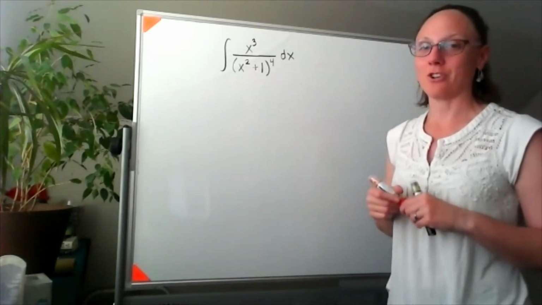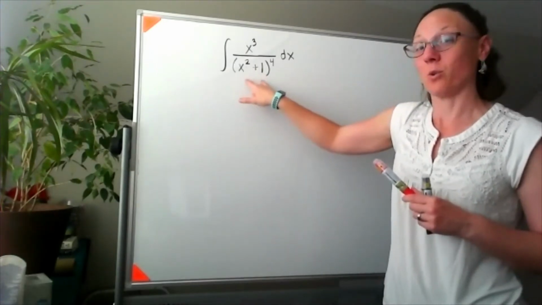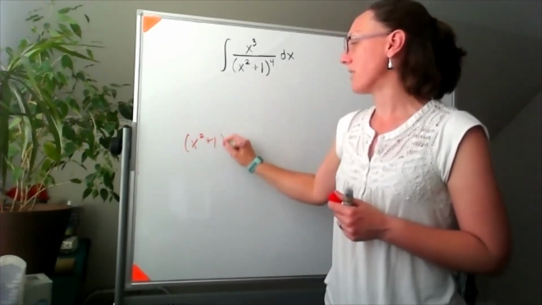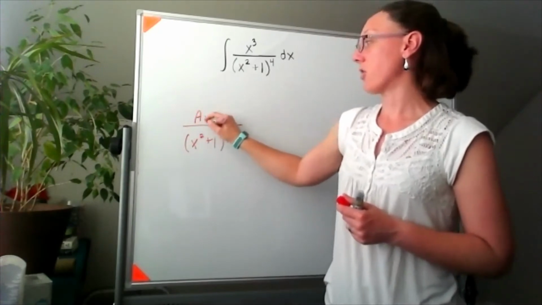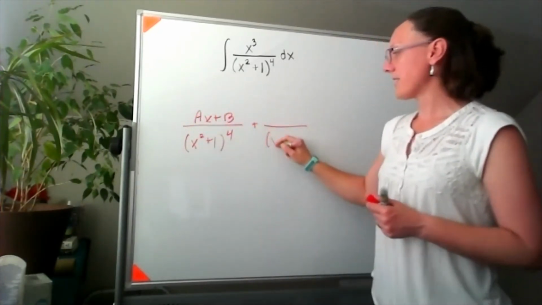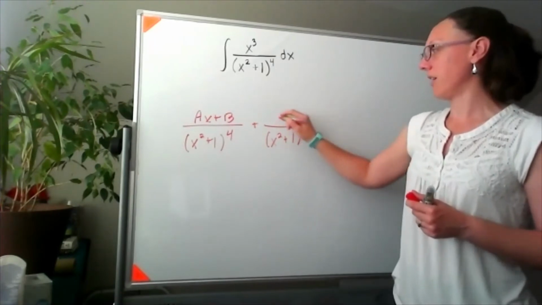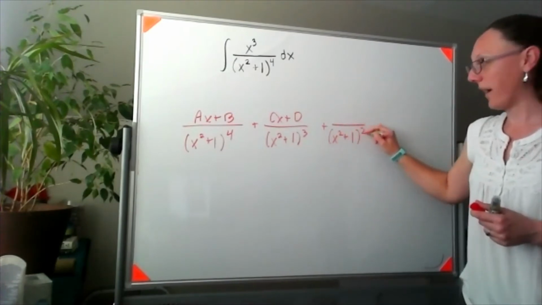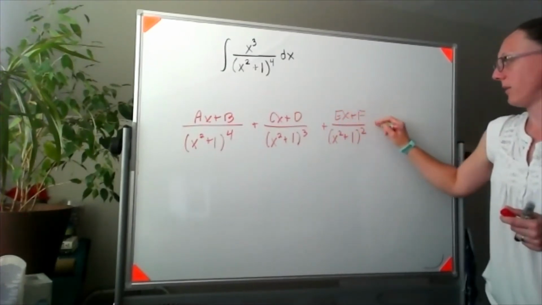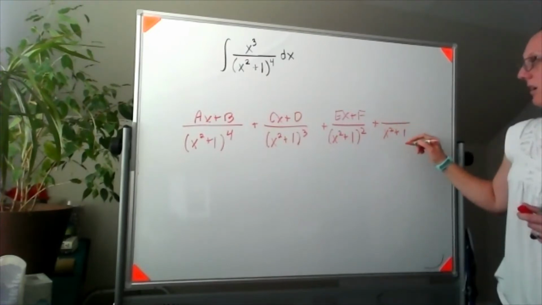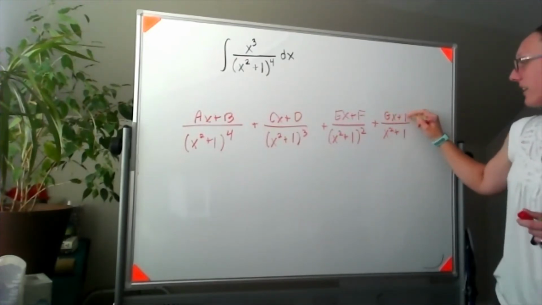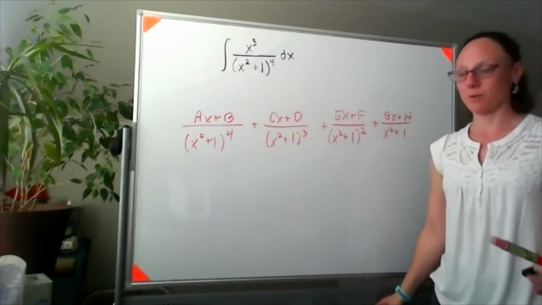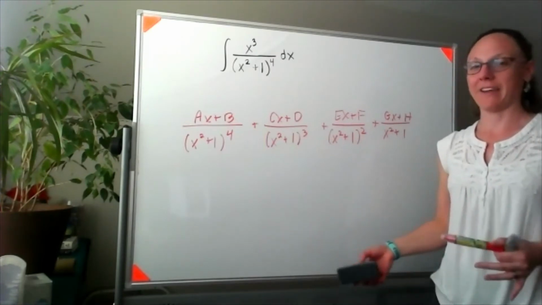If this were going to be a partial fractions problem and I had that irreducible quadratic raised to the 4th power, then I would have to have x squared plus 1 to the 4th with a linear term on top, plus x squared plus 1 to the 3rd with another linear term on top, plus x squared plus 1 squared with another linear term on top, and then an x squared plus 1 with, yes, another linear term on top. There is no way that this is how we're supposed to do the problem. There must be something else.